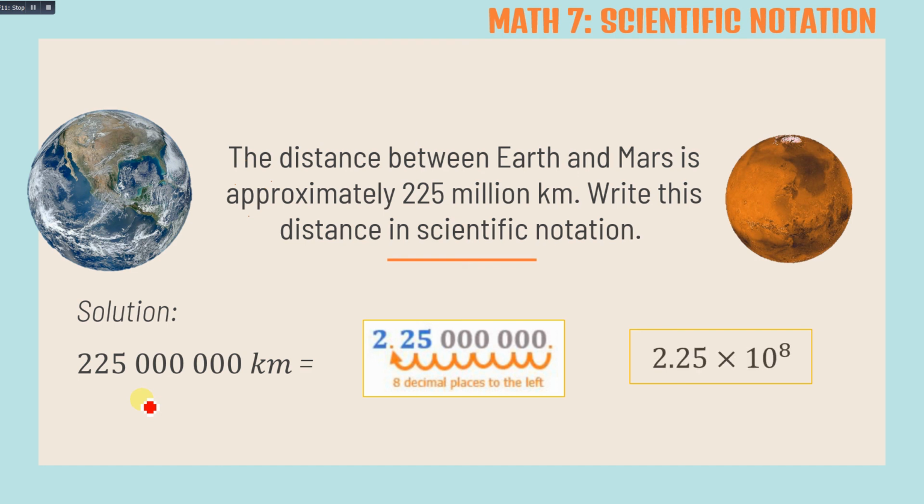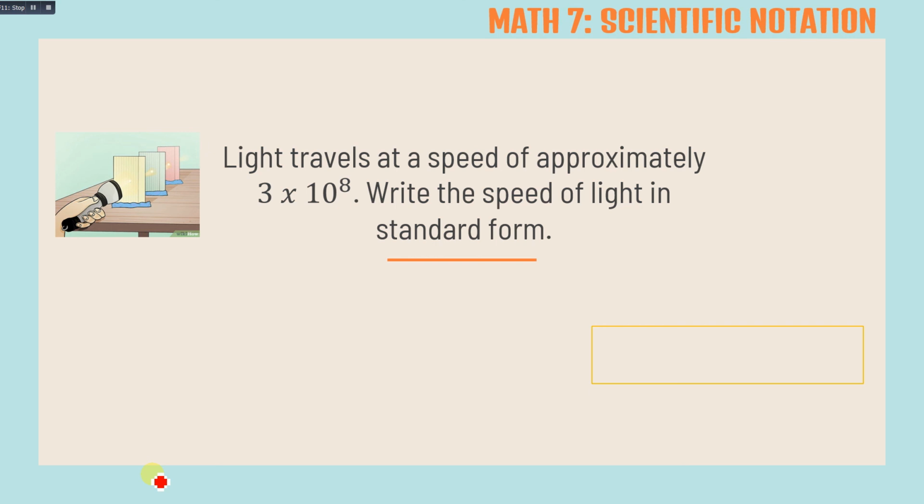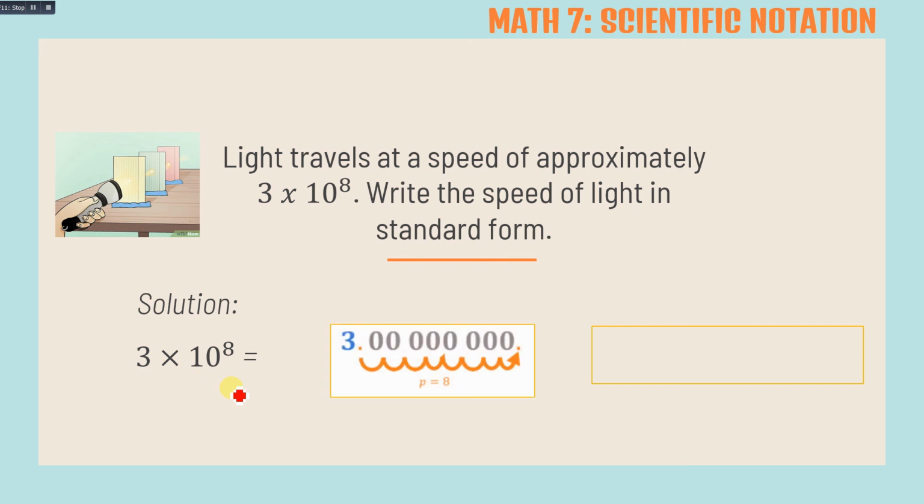Okay, so next problem. Light travels at a speed of approximately 3 times 10 to the 8th power. Write the speed of light in standard form. So again, we have the given 3 times 10 to the 8th power. You just need to move the decimal point 8 places to the right. And that's why we have here the value of 300 million meters per second. So that will be our answer.